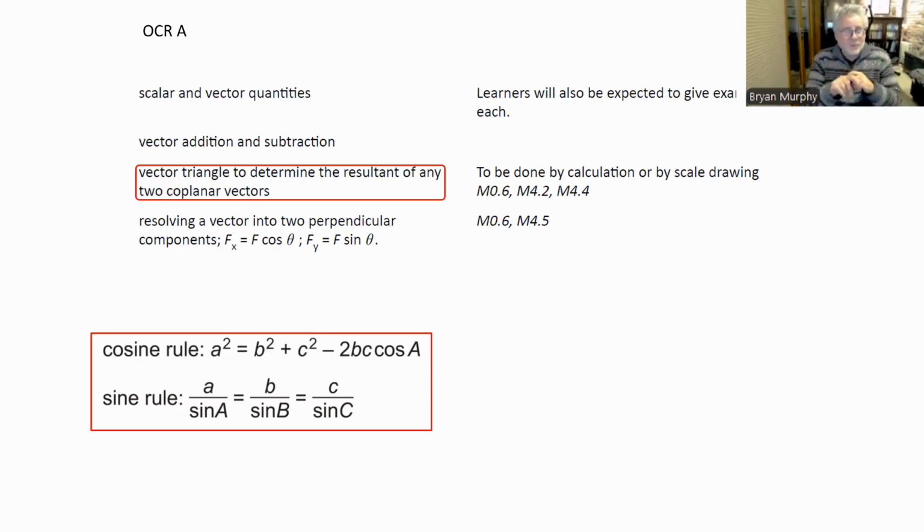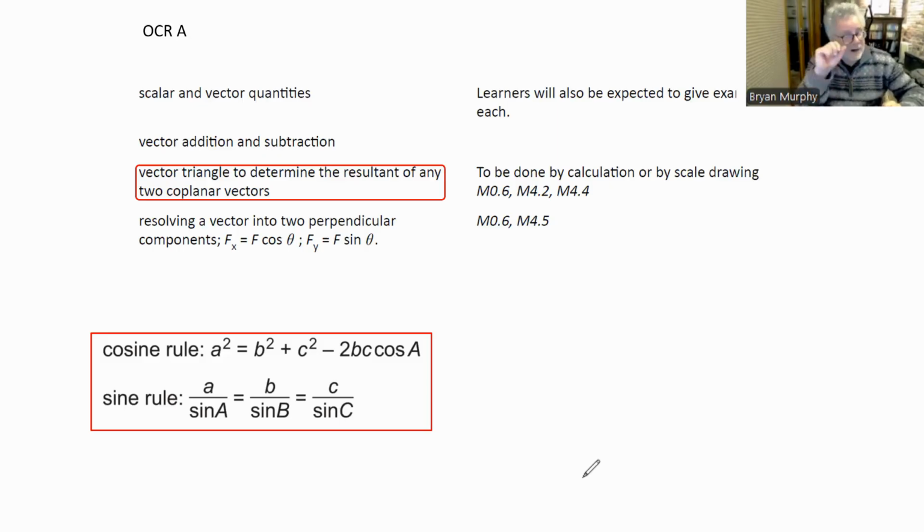But when it comes to a vector triangle, if you want to calculate it, you can do this if you are really confident. All exam boards, I think, give you, that's definitely OCR, the sine rule and the cosine rule.